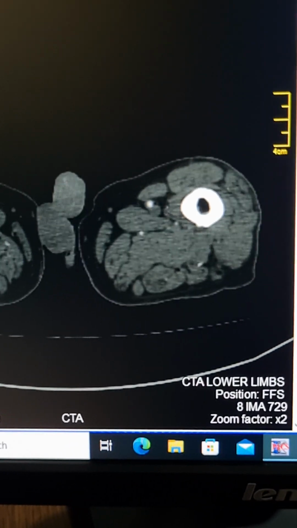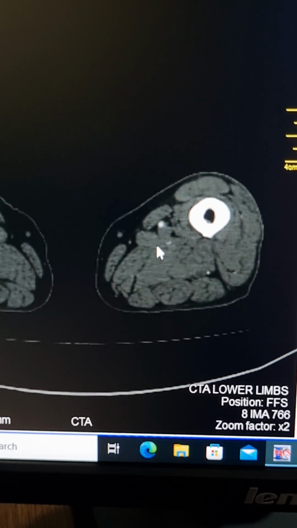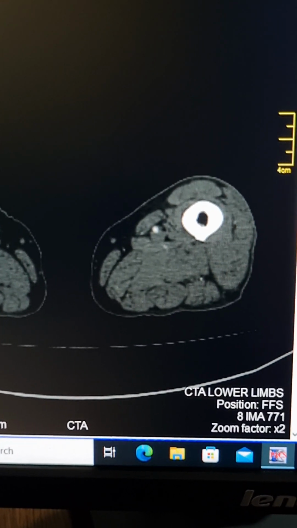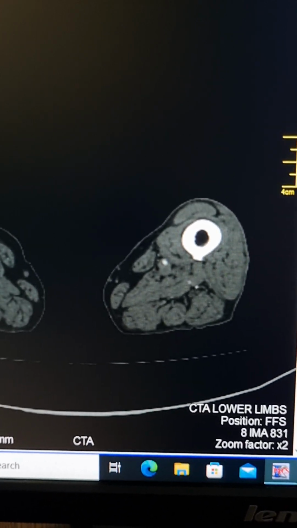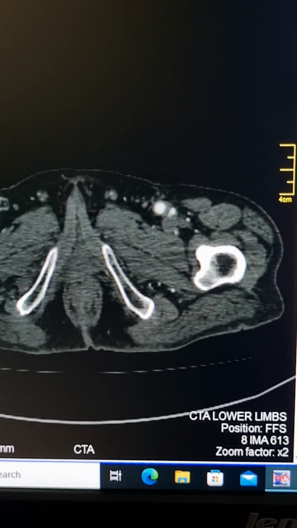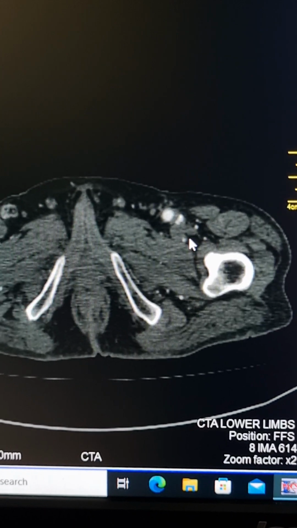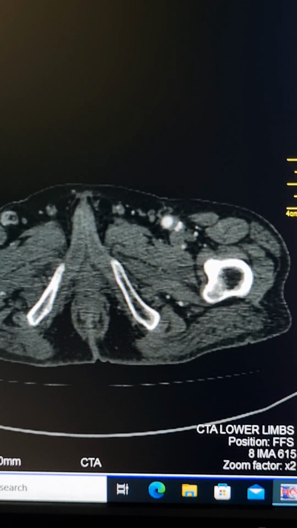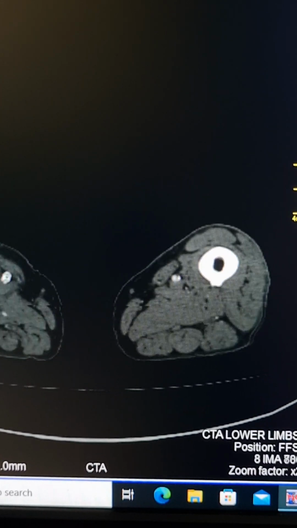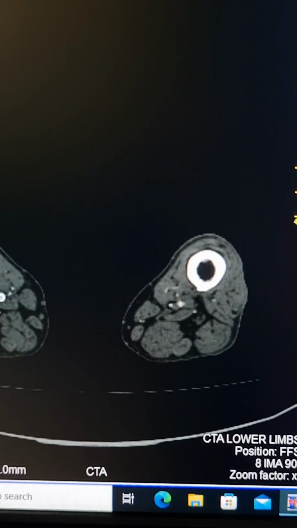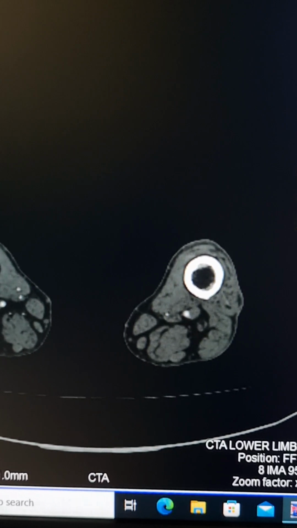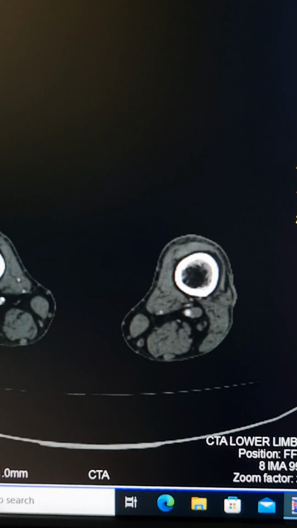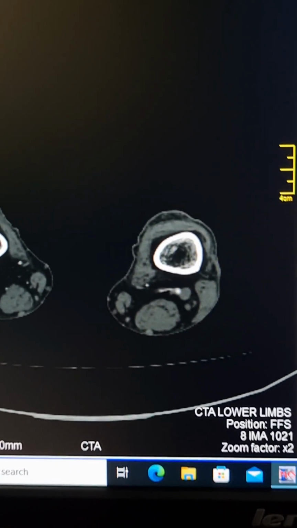Now first I will follow the left superficial femoral artery. This is the left superficial femoral artery. Above were the profunda femoris artery and its branches. These are the profunda femoris artery and its branches. They are also severely narrowed. Now I come down. This is in the adductor canal, the distal part of the lower part of the adductor canal, and now it is the popliteal here.